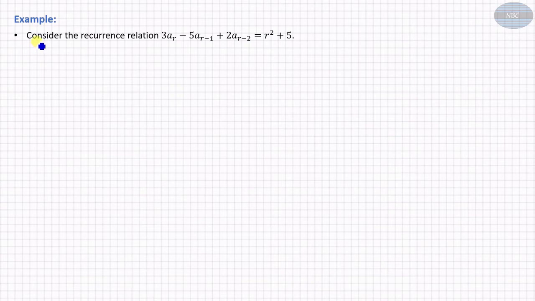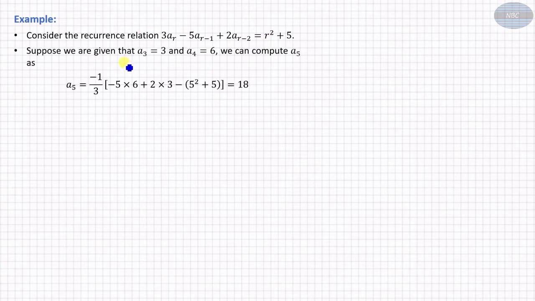Come to another example. Consider the recurrence relation 3a_r - 5a_(r-1) + 2a_(r-2) = r^2 + 5. Suppose we are given that a3 = 3 and a4 = 6, we can compute a5. Let me write it down in the form of a numeric function: a = a0, a1, a2, a3, a4, a5, ..., a_r, and so on.